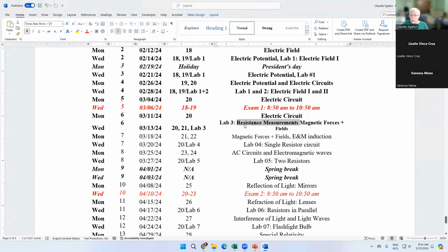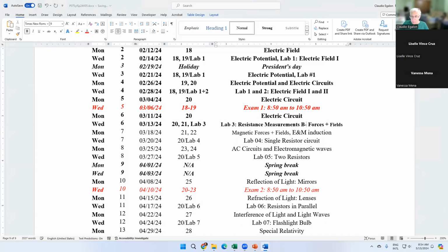Resistance measurement. Yeah, that's the lab, resistance and B fields. Let's see, I'm going to put B forces. Okay, B means magnetic. That's the representation for the magnetic field.